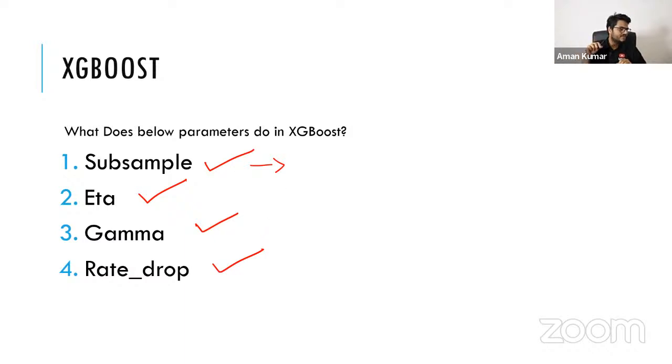Nobody is able to remember XGBoost parameters. Eta is for learning rate, gamma is for pruning. Eta is obviously learning rate. Gamma is for pruning, yes, but internally, see, subsample works on both the things. Just like you were using mtry in random forest, you can use subsample here. And eta and gamma, you guys have a little idea.